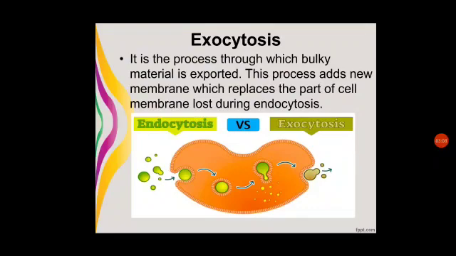Now we'll see the exocytosis definition. It is a process through which bulky materials are exported out of the cell. This process adds a new membrane which replaces the part of the cell membrane lost during endocytosis. Here you can see endocytosis versus exocytosis. Endocytosis means cell drinking and cell eating. It means the cell is taking in material, and in exocytosis, the cell is transporting the material out of the cell.